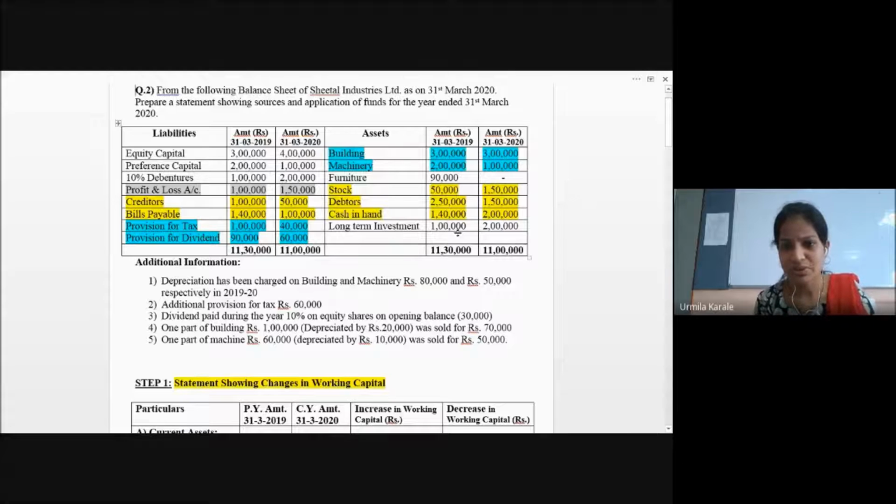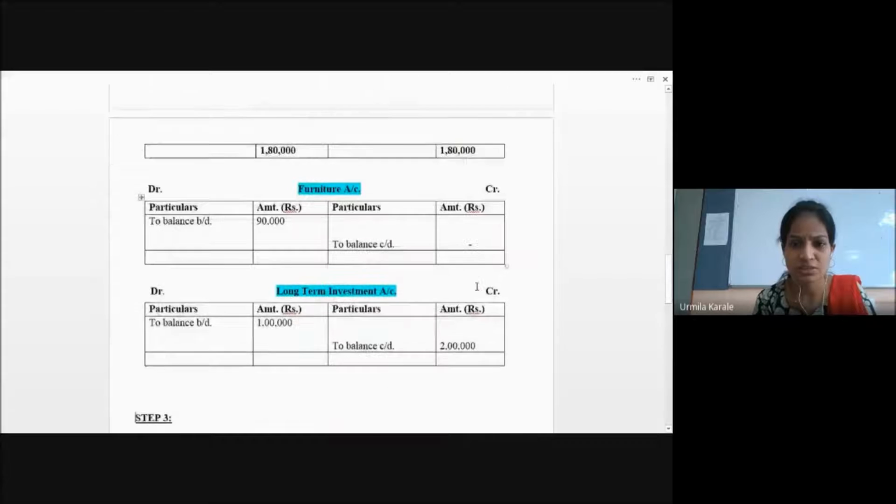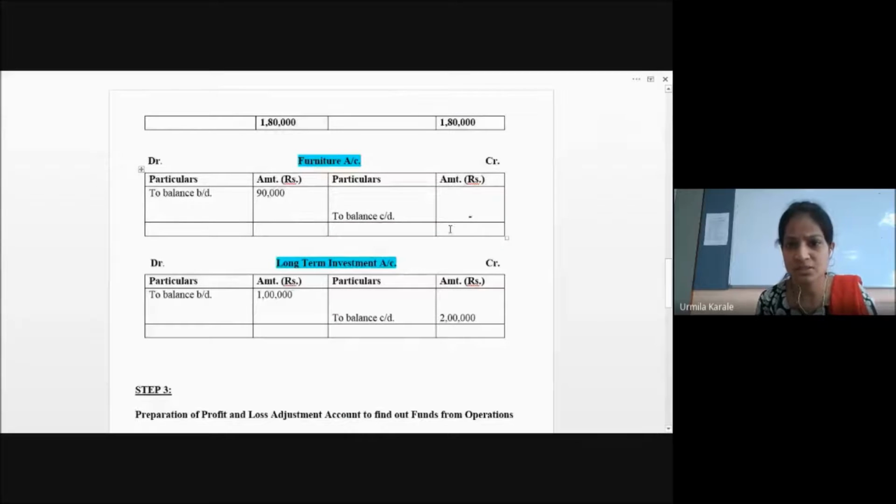Long-term investments 1 lakh and 2 lakh. So I have created these two accounts. The furniture account, you can see it here. Opening balance is here, closing balance is nil. Opening balance and closing balance is 2 lakh, right? So I'm just balancing this as it is balances.